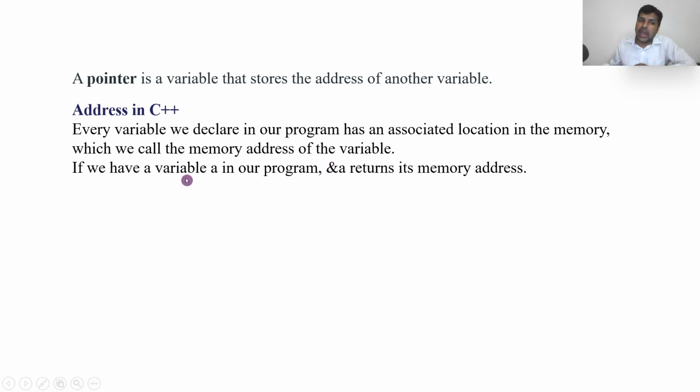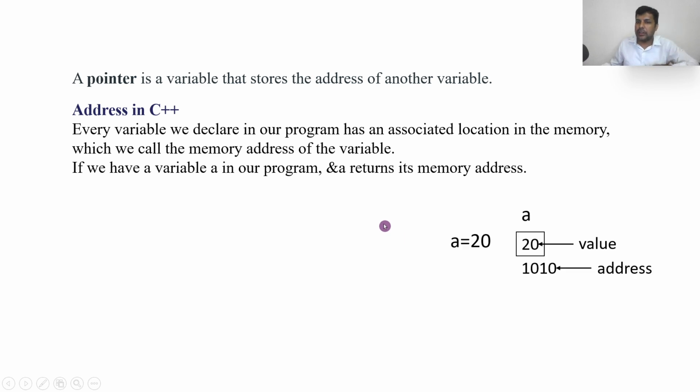Suppose you declare a variable A in our program. Whenever we write a program, we print A. For example, let us assume A is equal to 5. It will print 5 when you print A. But if you try to print cout &A, it will return the address instead of the value.